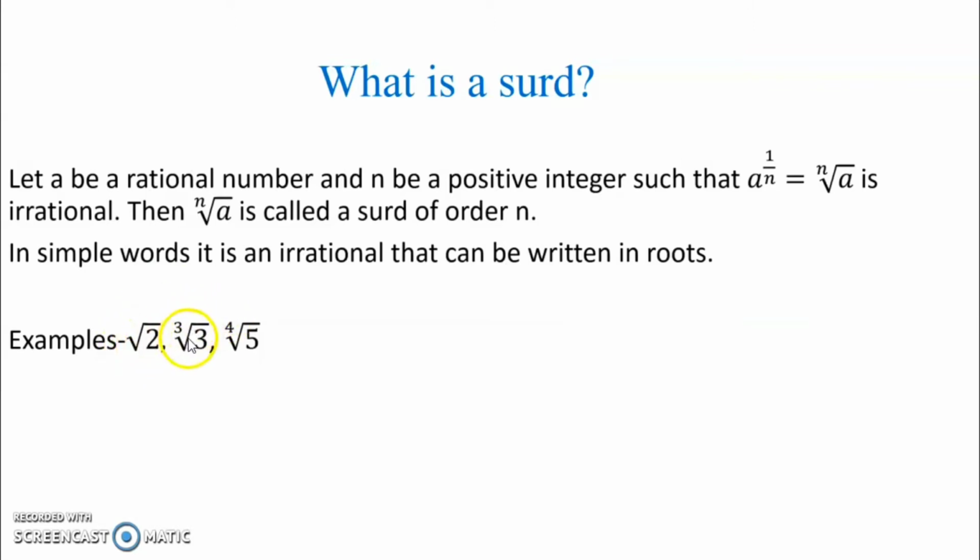Now look at the other example. Here number 3 is again rational, but if you take cube root of 3, then it becomes irrational. So this is a surd and the order will be 3. For the third example, this is the surd of order 4, since this is the fourth root of 5.